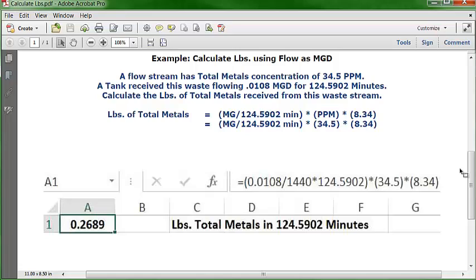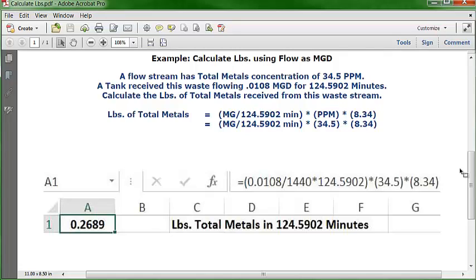We put in the equal sign. We open a parenthesis. We put in 0.0108 divided by 1,440 and multiply it by 124.5902, and then a close parenthesis. Then we put the multiplication key, and then we put in the 34.5 inside open and close parentheses. Then we hit the multiplication key again, and then we have the open parenthesis, 8.34, close parenthesis, and then we press the enter or return key, and that's where we get 0.2689 pounds. So that's our answer.